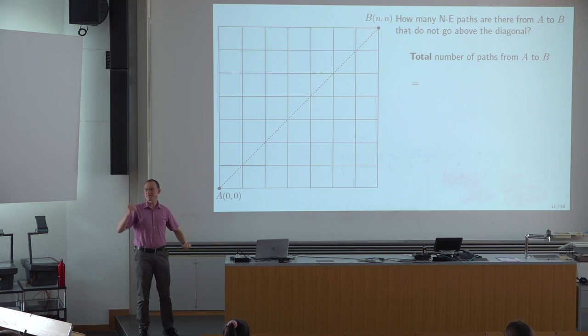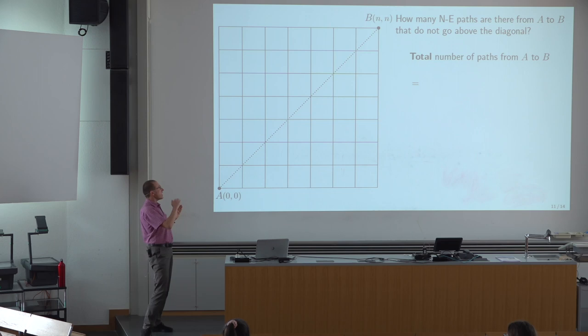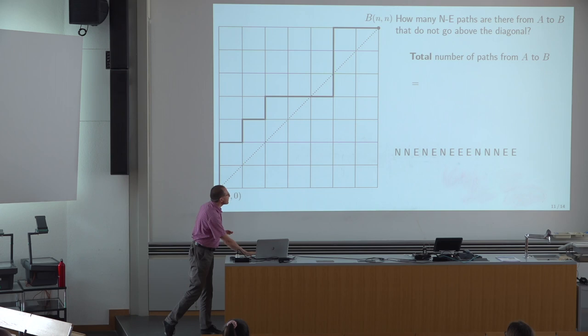You should have 6 east and 6 north. Very good. So you have to have 6 east and 6 north, that's for sure. So this is one example. So this is one path.